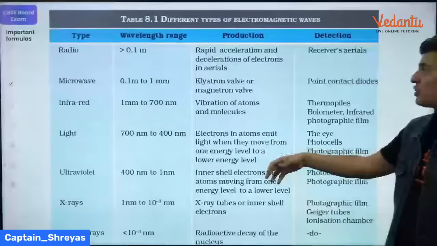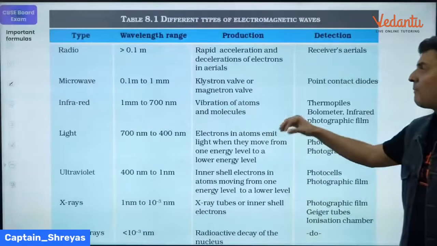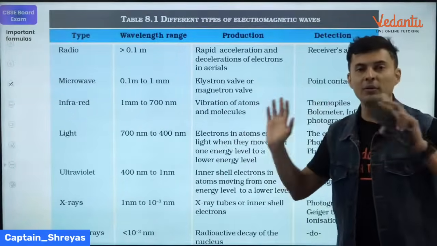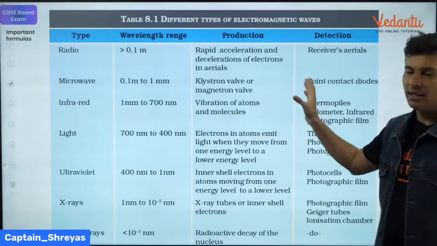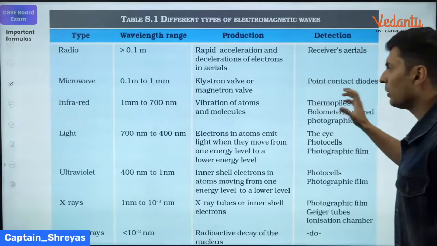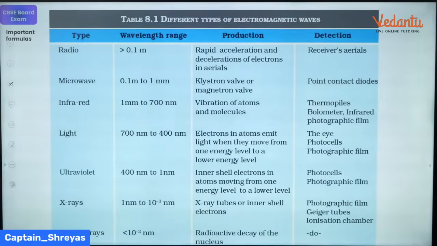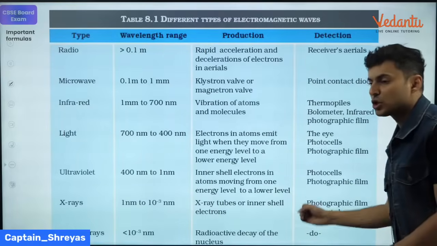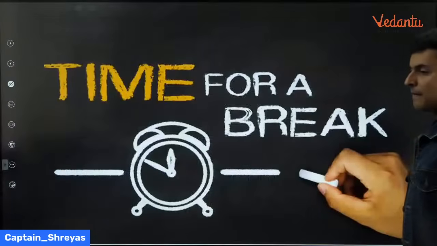Microwave is produced using a Klystron valve or magnetron valve. You don't have to know the functioning of it, but just know the name. Okay, using a magnetron valve or a Klystron valve. Okay, these are some important things which you should know as a table.